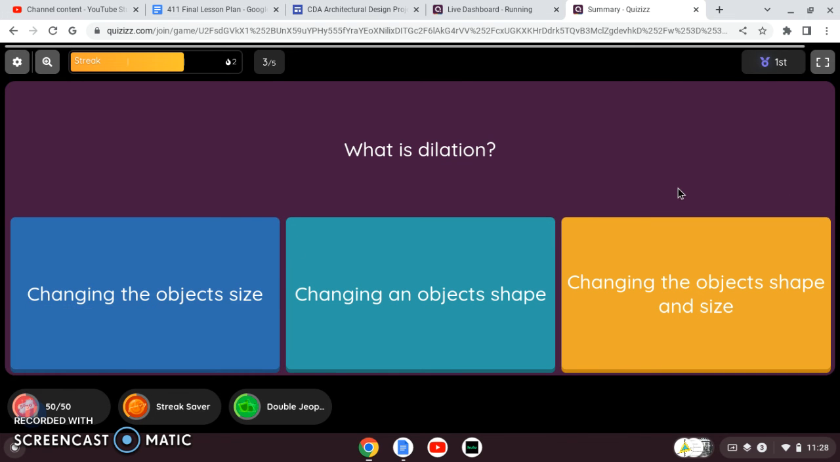Well, I know that if I'm changing the object size, I can make it bigger or smaller. We've talked about shrinking and stretching. I know if I change the object shape, now I have a completely different object. So that wouldn't make sense because now I'm dealing with a different object. And then changing the object shape and size. Well, again, the last one includes shape again, and we're not wanting to change the shape, so it has to be our first one, changing the object size.